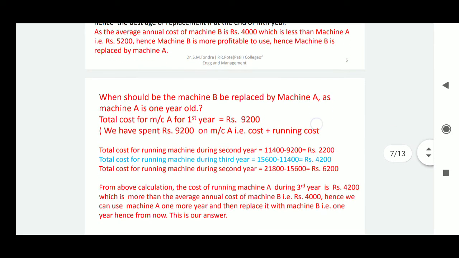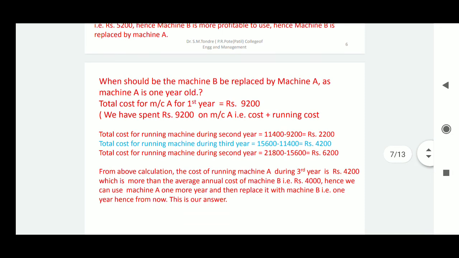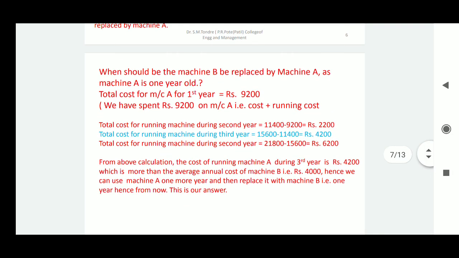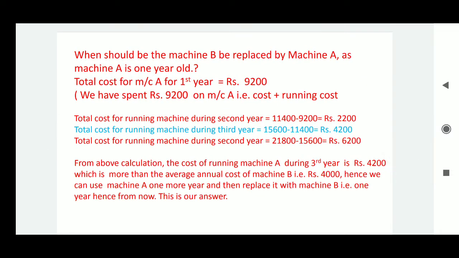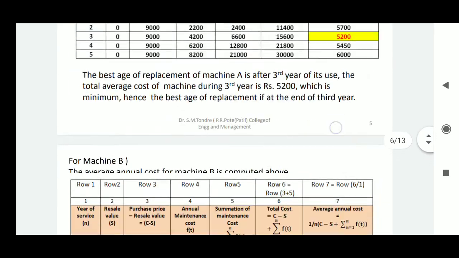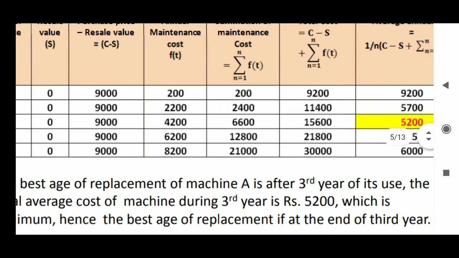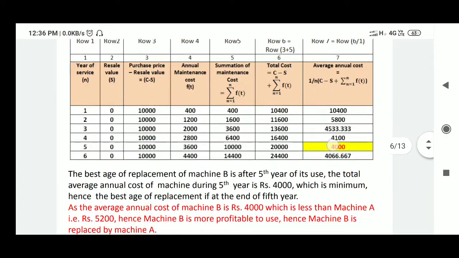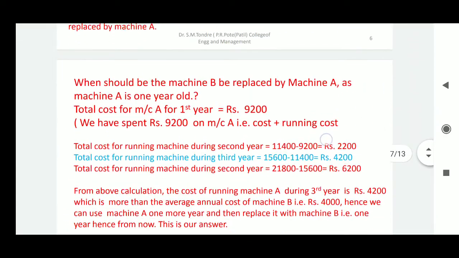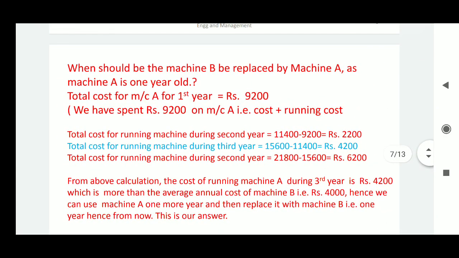Now the question arises: when should machine A be replaced, as machine A is 1 year old? As we see from the table of machinery A, please go through it, we have spent rupees 9,200 on machinery A during the first year. We have spent it because we have already purchased the machine.